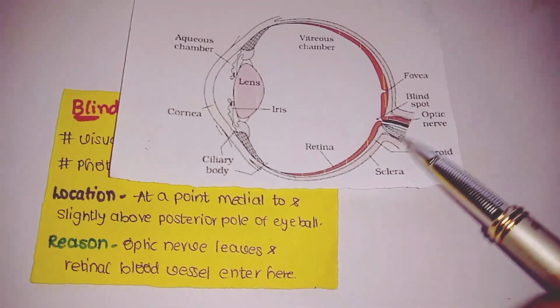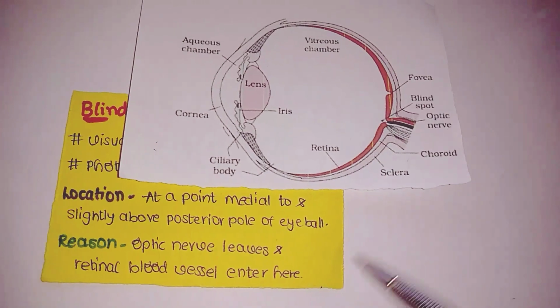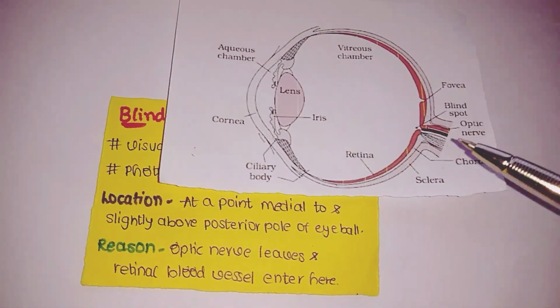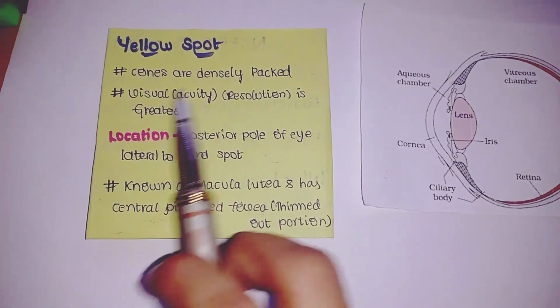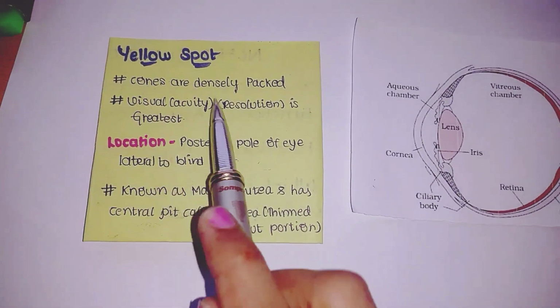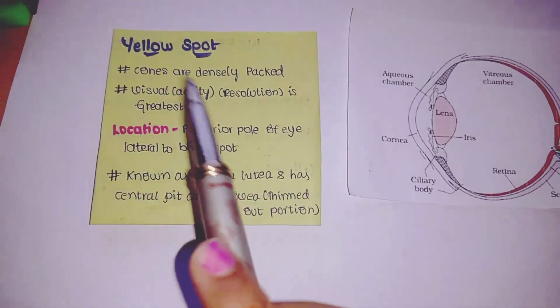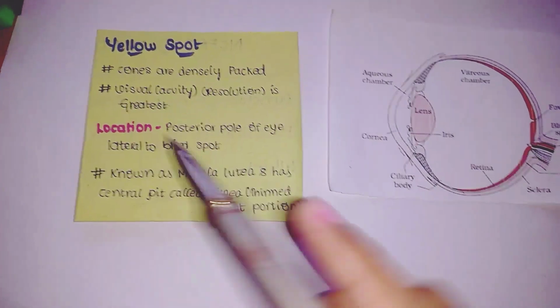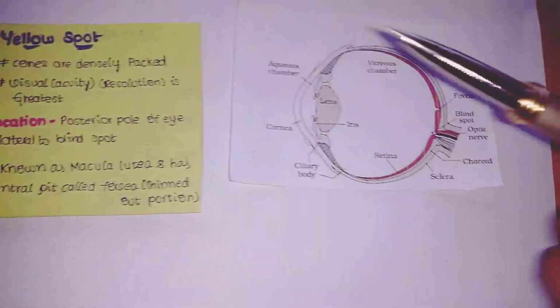As a result, there is no space for photoreceptor cells. As a result, visual acuity is least here. The yellow spot in the human eye is the point where cones are densely packed. The visual acuity here is the greatest. It is located at the posterior pole of the eye, lateral to the blind spot.